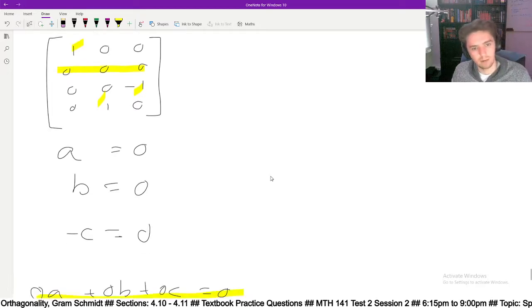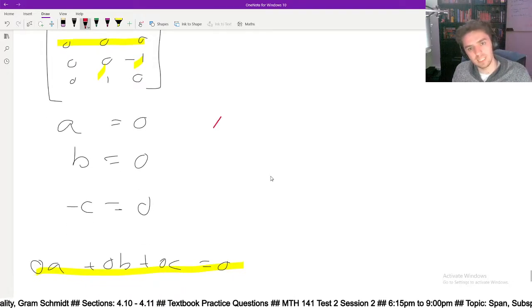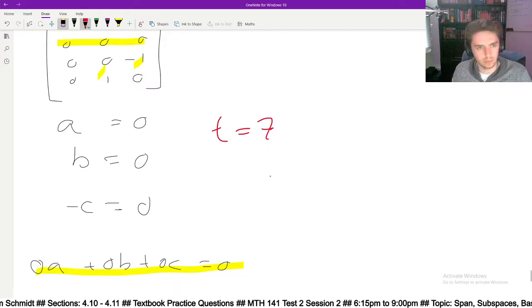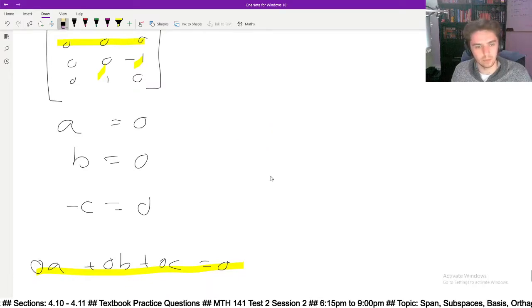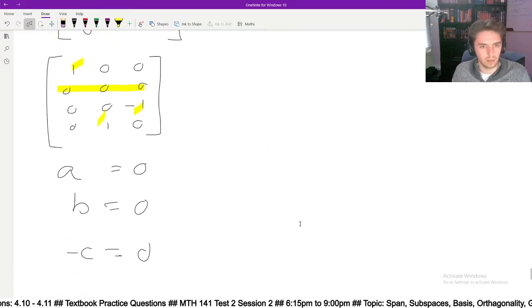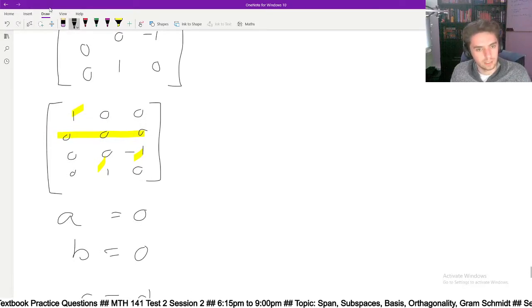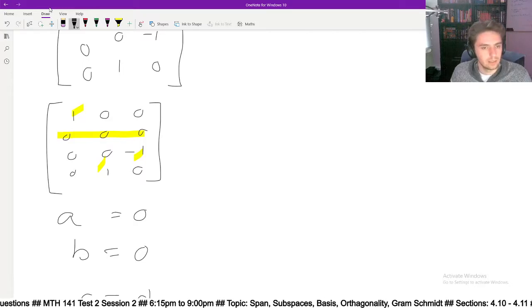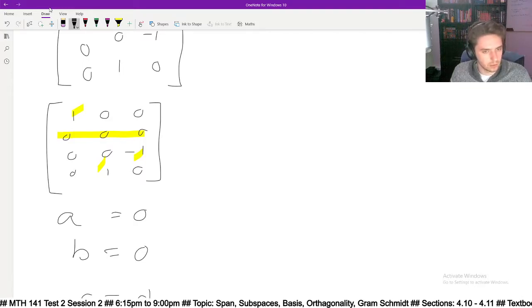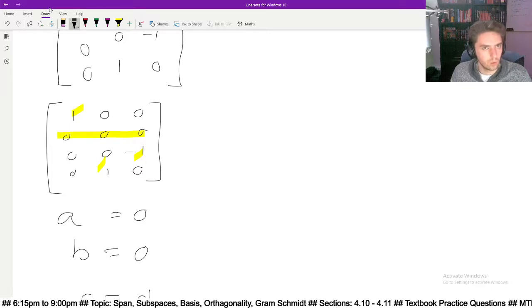Right, because for there to be infinitely many solutions, we have to say z equals t or something like that, right? We have to say something equals some arbitrary real number. We're not saying that here. If there was an extra column without a leading entry, that would be infinite solutions.